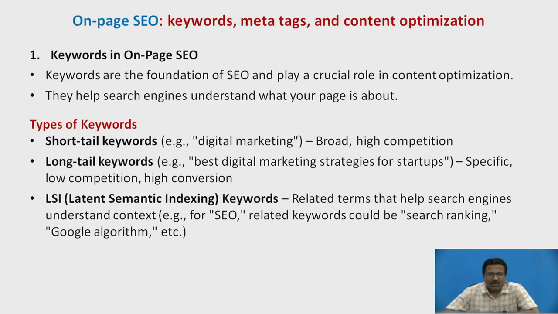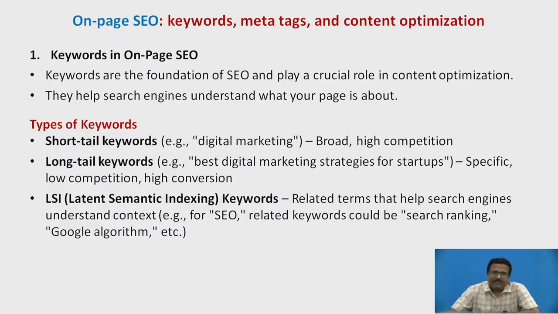First is keyword optimization. What does keyword mean in on-page SEO? It means that you search for certain keywords, which are the foundation of any SEO, and they play a crucial role in content optimization. They help the search engine understand what your page is about.